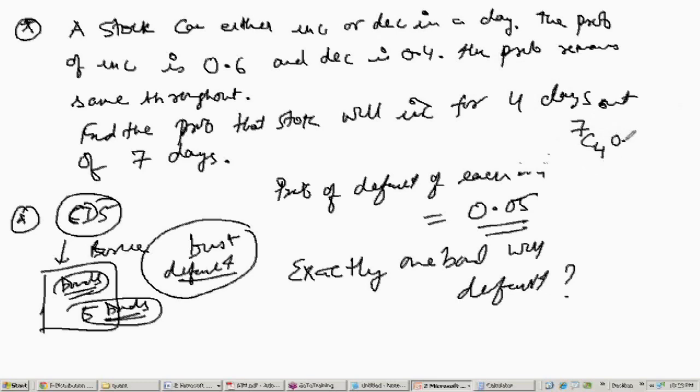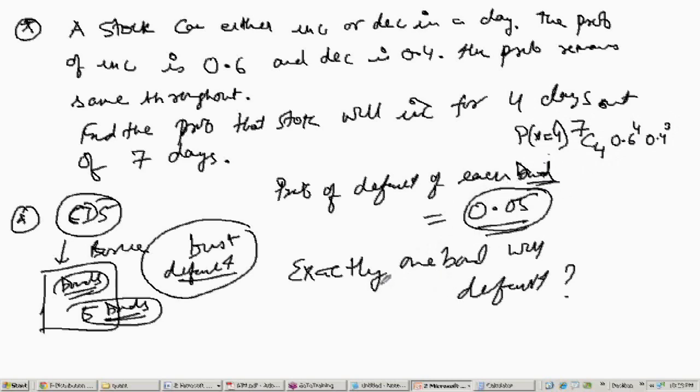Let's try. The first one seems to be pretty easy. You have 7 days, and out of 7 days, the stock will increase for 4 days. In each day, the probability of the stock increasing is 0.6. For 4 days, it will be 0.6 to the power 4, and here it will be 0.4 to the power 3. So this is the probability that the stock will increase for 4 days.